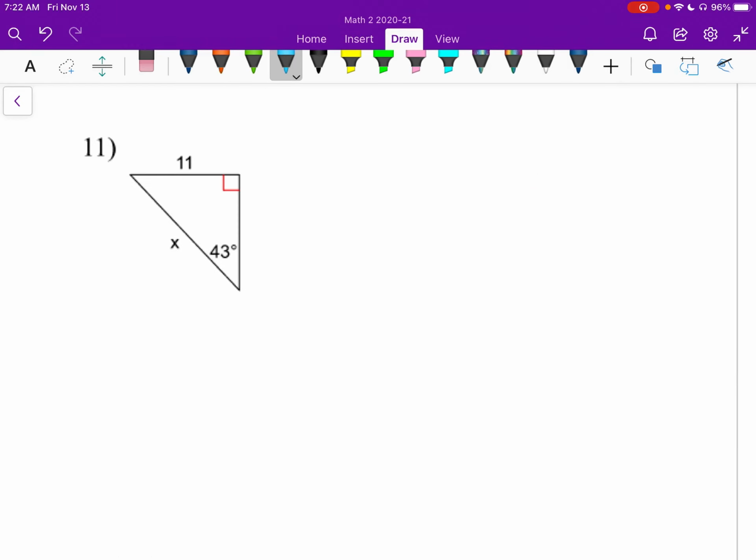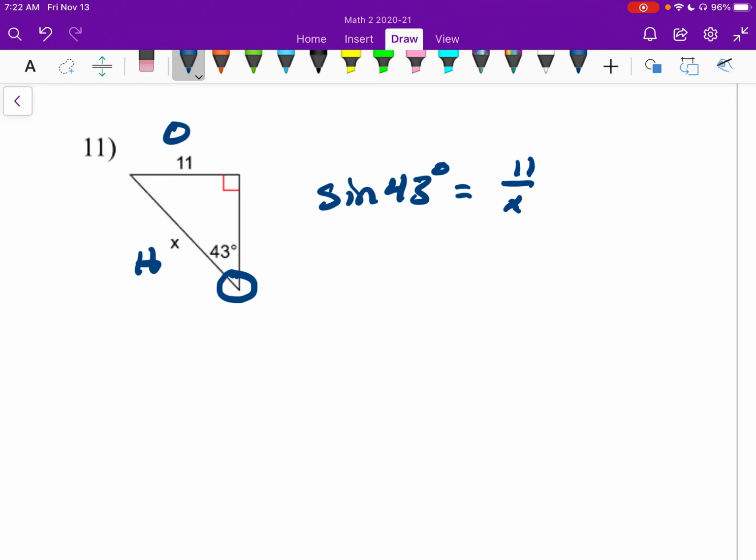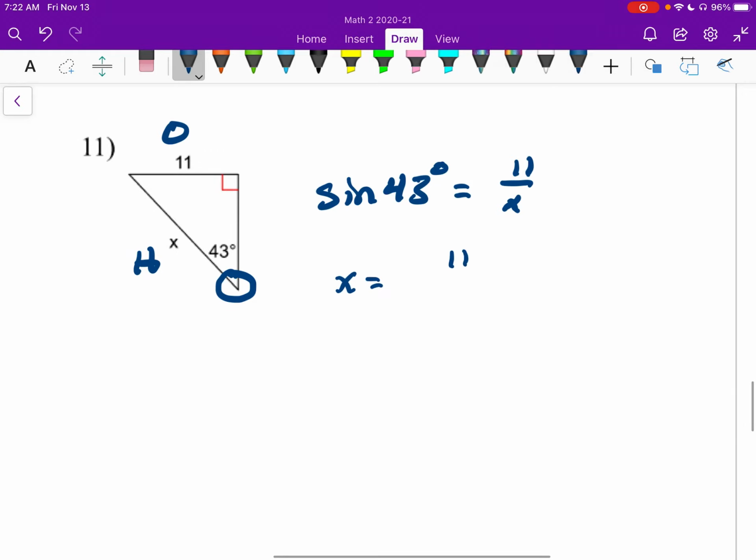Number 11. I orient myself about this angle here. Here's my opposite. Here's my hypotenuse. So I'm going to say sine of 43 degrees is 11 over x. My x and my sine switch spots, and I say x is 11 divided by sine 43. 11 divided by sine 43 is 16.13. Well, I guess I'm supposed to do one decimal, so 16.1.